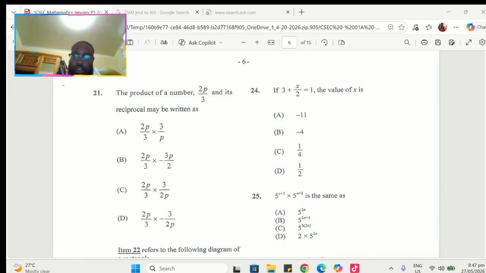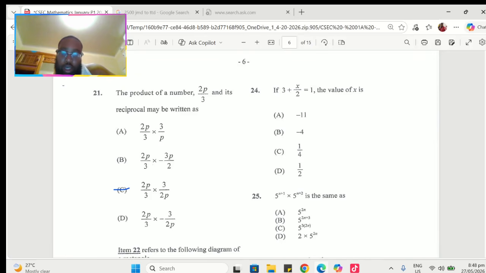So they want to know if you know what the reciprocal is. The reciprocal is when you flip the fraction. And product means multiply. So the product of this and the reciprocal will be this multiplied by the reciprocal. The reciprocal will be this fraction flipped. So instead of 2p over 3, it will be 3 over 2p. So the product will be 2p over 3 multiplied by 3 over 2p. And there's only one answer that says that. It's not D, because D is negative 3 over 2p.